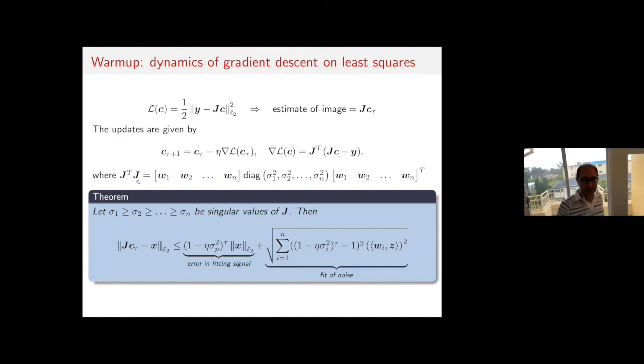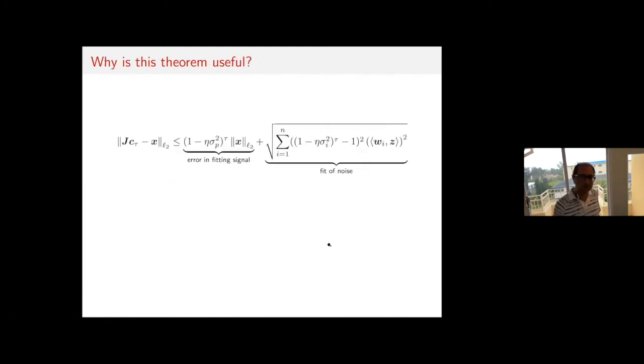So let's say this matrix J, basically J transpose J has an eigenvalue decomposition that looks like this. There's a fairly easy thing to prove that if you look at the output of the network minus the ground truth image, then there are two components to it. There's this first term and then there's a second term. Let me tell you what these terms mean. The first term, you can think about as error in fitting the signal. The second term as error in fitting the noise.